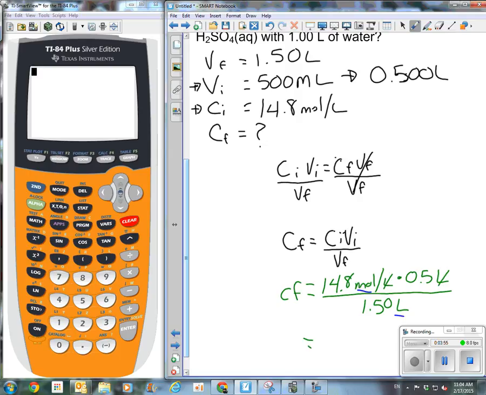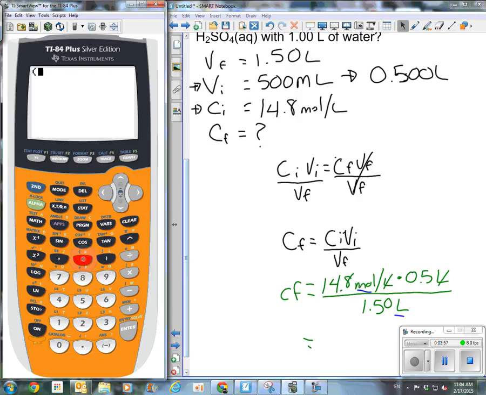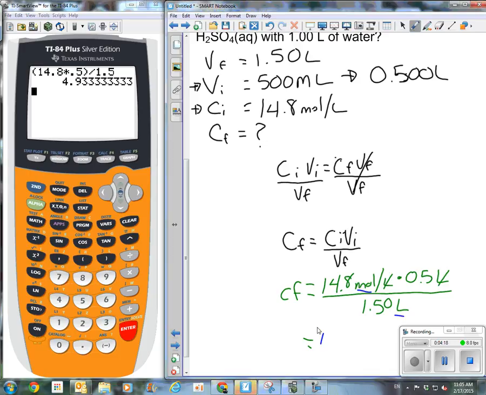So let's plug this into our calculator. In order to have all of the top divided by the bottom, I need to put in some brackets. So I put brackets there, 14.8 times 0.5, close the bracket, and divide all of that by 1.5, and I get an answer of 4.93 repeating. So it equals 4.93 repeating moles per liter.